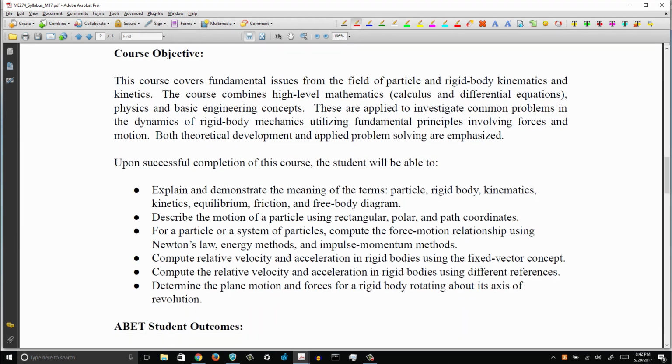This course covers fundamental issues from the field of particle and rigid body kinematics and kinetics. We use calculus, differential equation, physics, and basic engineering concepts. And we use these to investigate common problems in the dynamics of rigid body mechanics, utilizing fundamental principles involving forces and motion. Both theoretical development and applied problem solving are emphasized.